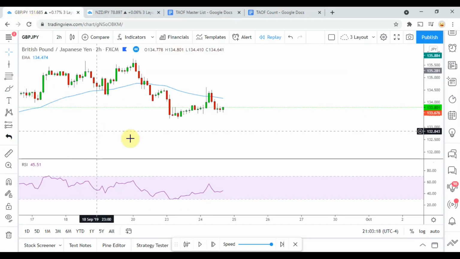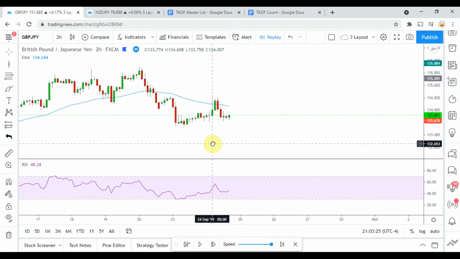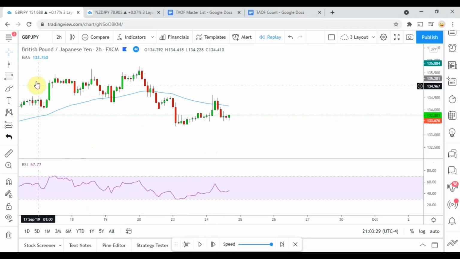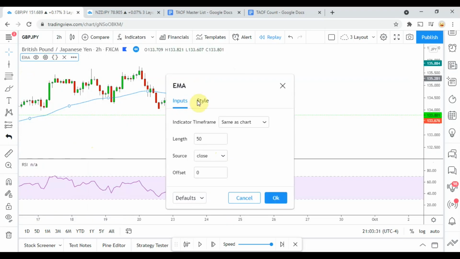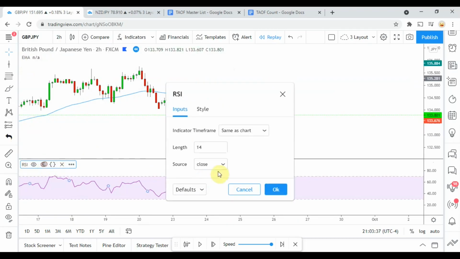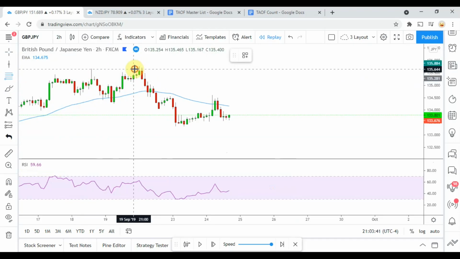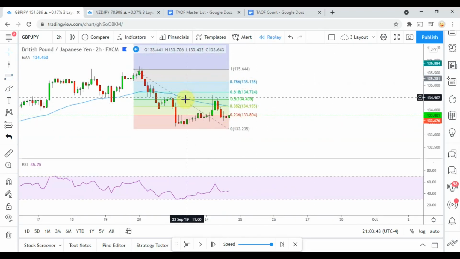Okay, so today we are looking at a Fibonacci, EMA, and RSI trading strategy. So first we'll take a look at the particular indicators we're using. So one, we are using a 50 period EMA, which you can see here, the blue line. And then we are using the standard 14 period RSI. And then we are going to use the Fibonacci retracement as well.